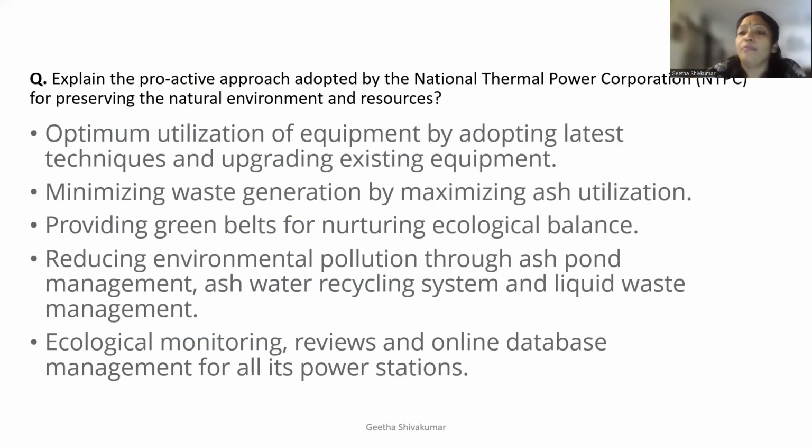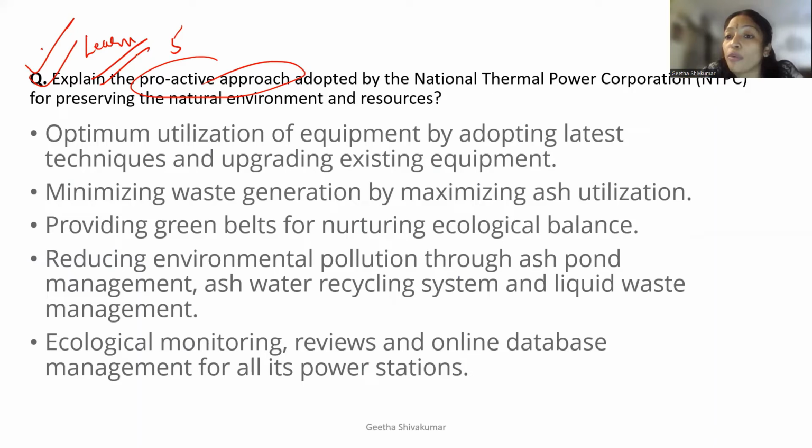Very, very important question. Almost every year this question has come, that is called a proactive approach. Children, please make sure that you learn this question. It is a very, very important 5 marks question. What are the proactive measures adopted by National Thermal Power Corporation, that is NTPC, for preserving the natural environment and resources? It is also called proactive measures adopted by NTPC. The full form of NTPC is National Thermal Power Corporation. It's one and the same.